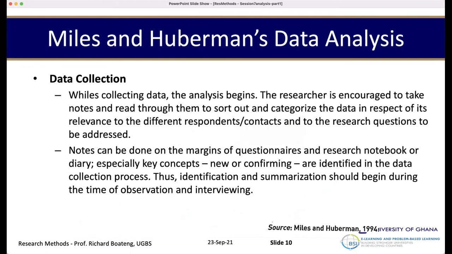So data collection. Data collection is when you start collecting data. When you have developed your questionnaire, you go to the field and you start collecting data. But we say that analysis begins at that stage because the researcher is encouraged to read through the notes and sort out and categorize the data as they come. Even the way you structure a questionnaire lets you actually start categorizing the data or tabulating the data. So in that sense, you have started analyzing.